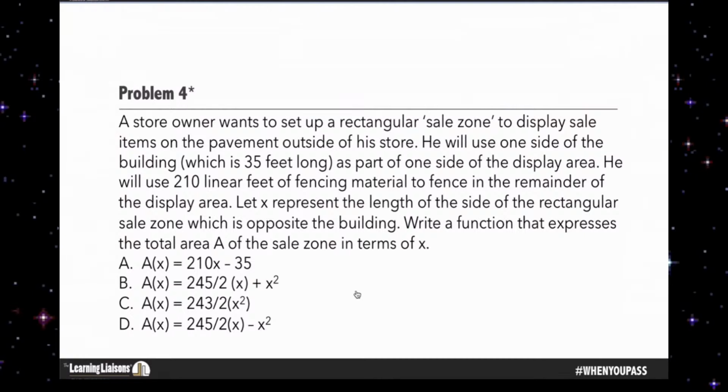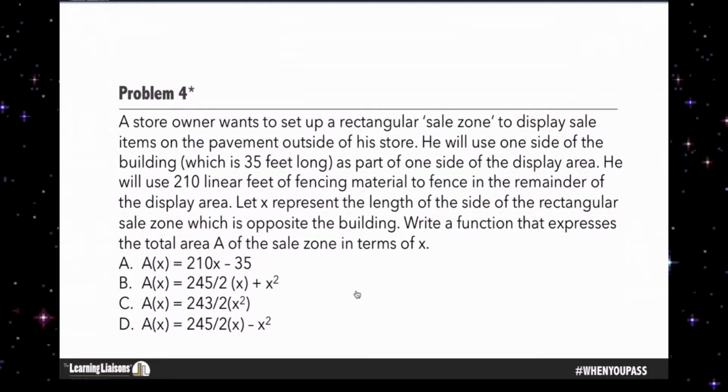A store owner wants to set up a rectangular sale zone to display sale items on the pavement outside of his store. He will use one side of the building, which is 35 feet long, as part of one side of the display area. He will use 210 linear feet of fencing material to fence in the remainder of the display area. Let X represent the length of the side of the rectangular sale zone, which is opposite the building. Write a function that expresses the total area A of the sale zone in terms of X.